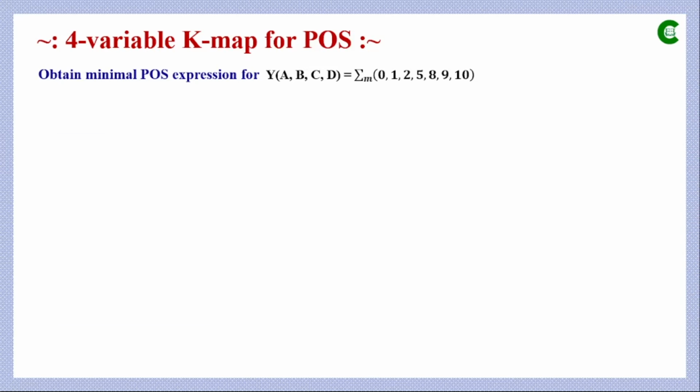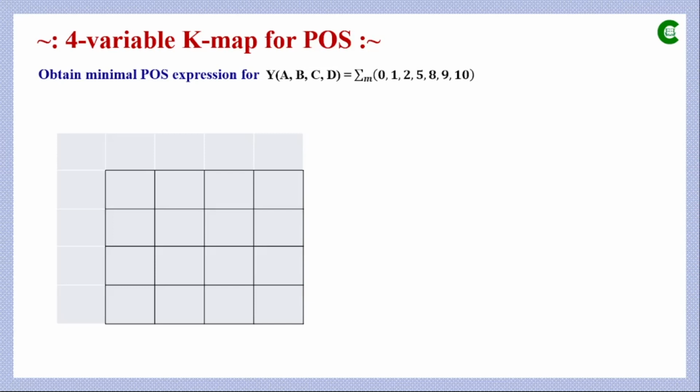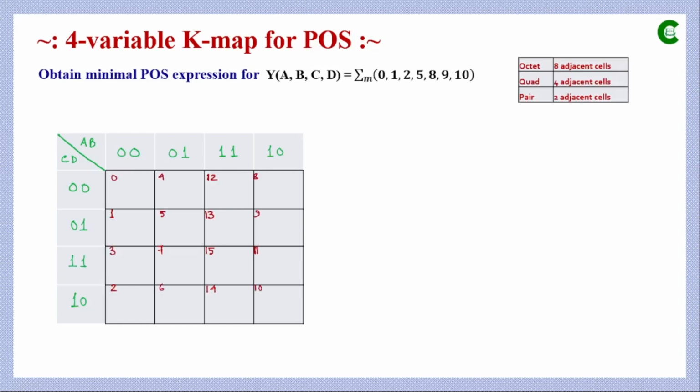So first we need to draw the K map, then we need to fill all the variables and their corresponding values and also the number of the cells, and as the minterms are given, accordingly those corresponding cells will be filled by 1, and then as we know, the remaining cells will be filled by 0. And since this is for POS, the groupings for this K map will be based on zeros only.